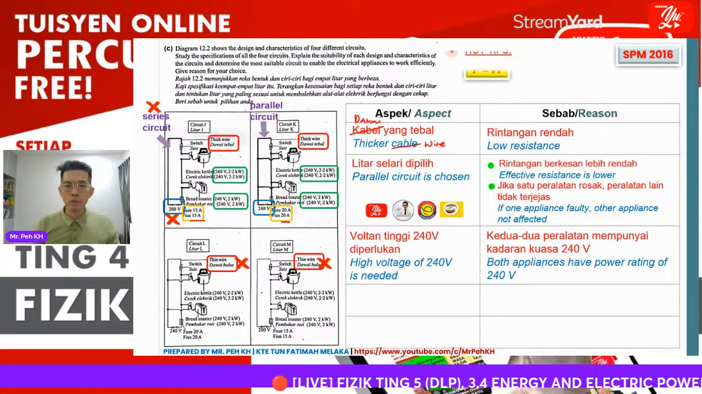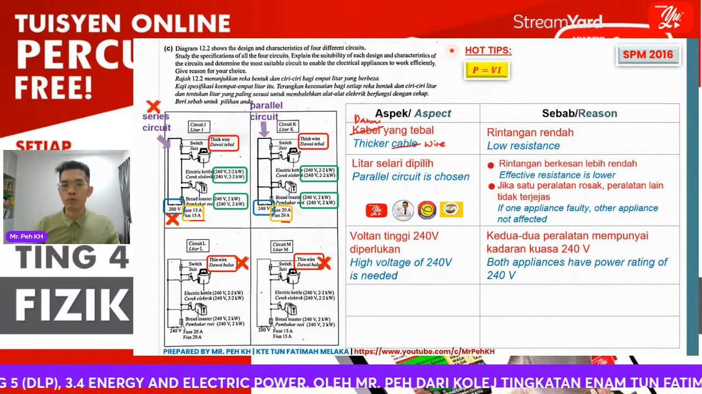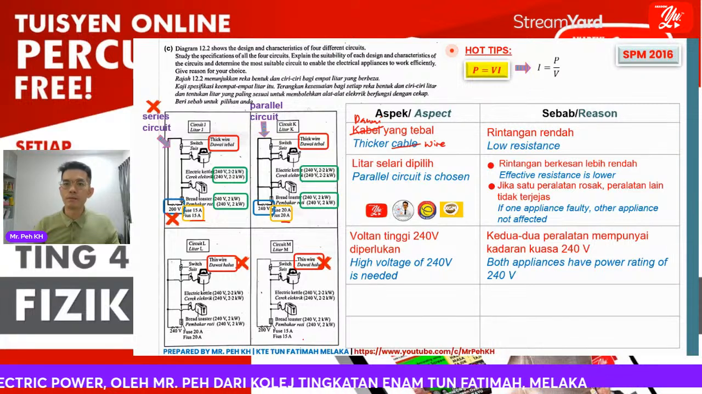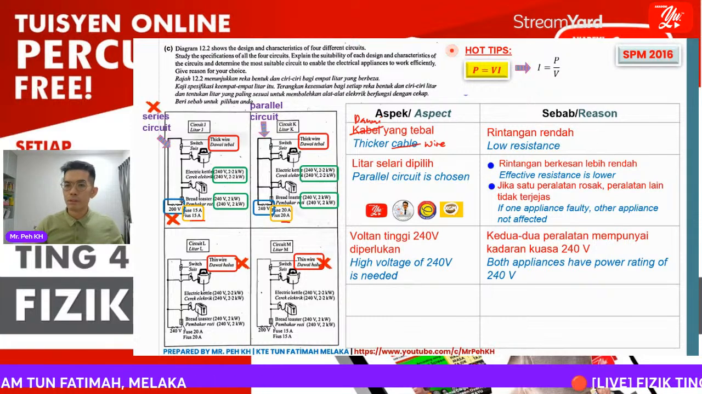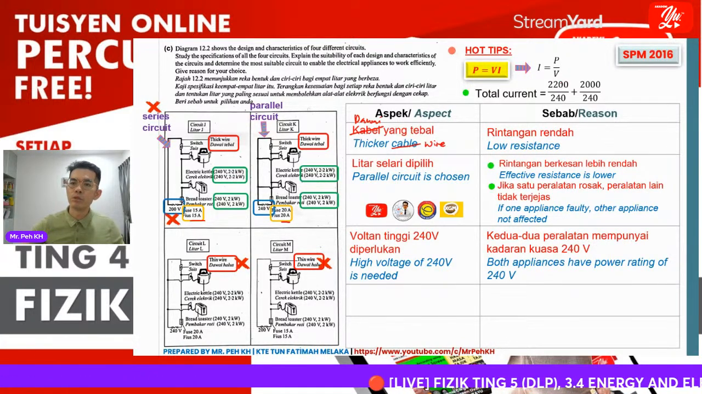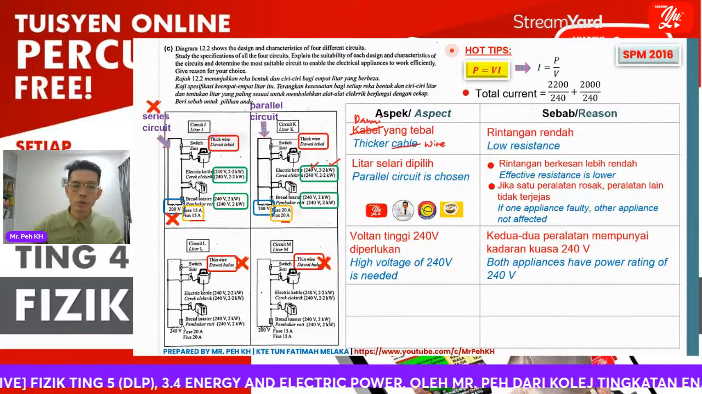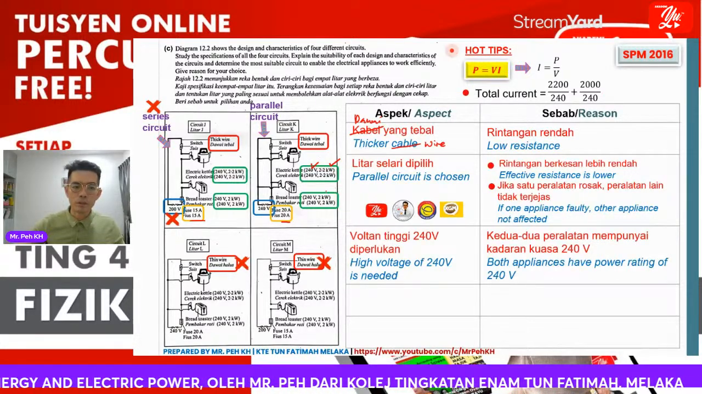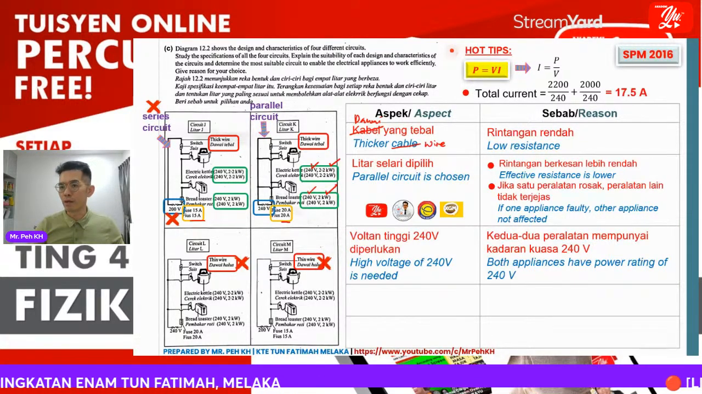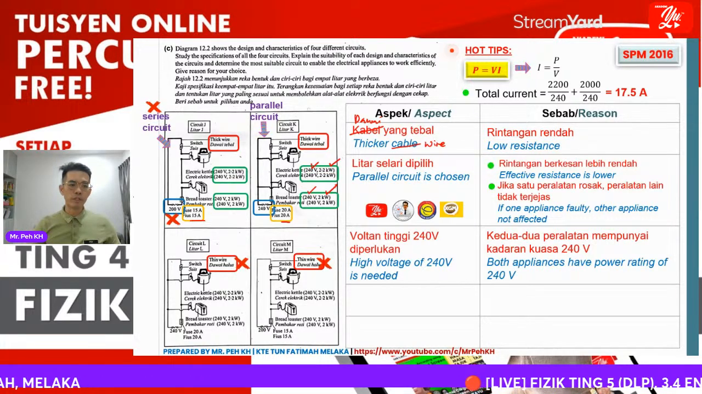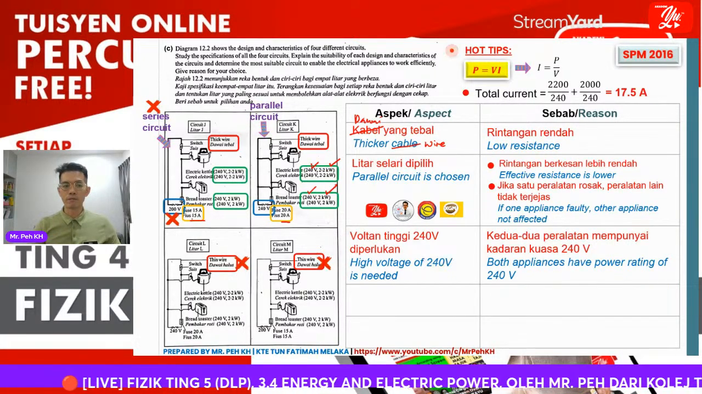For this, you need to calculate the total current that needs to flow through these two appliances. We use the formula P equals VI, and then we rearrange to I equals P over V. So the total current: we use P, 2,200 for the kettle over 240, and for the toaster, 2 kilowatts over 240. Now we get 17.5 ampere. So the 15 ampere is too low already, because the current flow of 17.5 ampere will cause the fuse to melt.